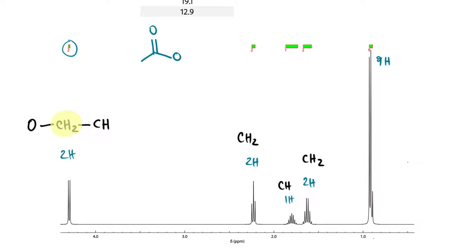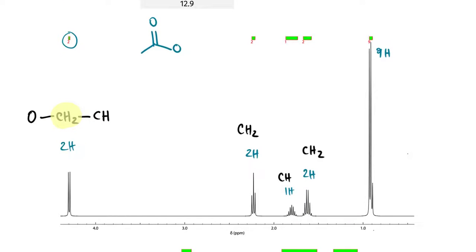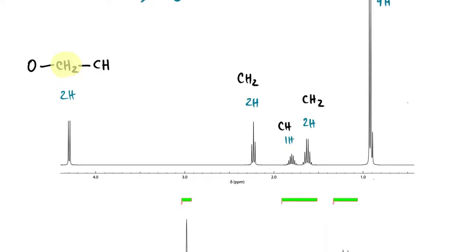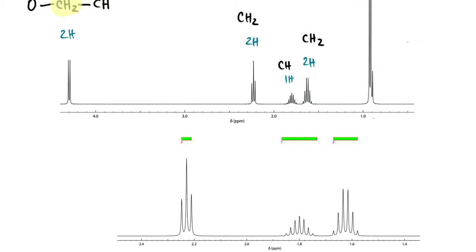Which signal do we have for CH? It is that septet right here, okay? If you scroll down, actually, there's a blown up, zoomed in version of it. But it is exactly right here. Actually, I'm going to zoom in and talk about each of these. So far we have the following fragments.